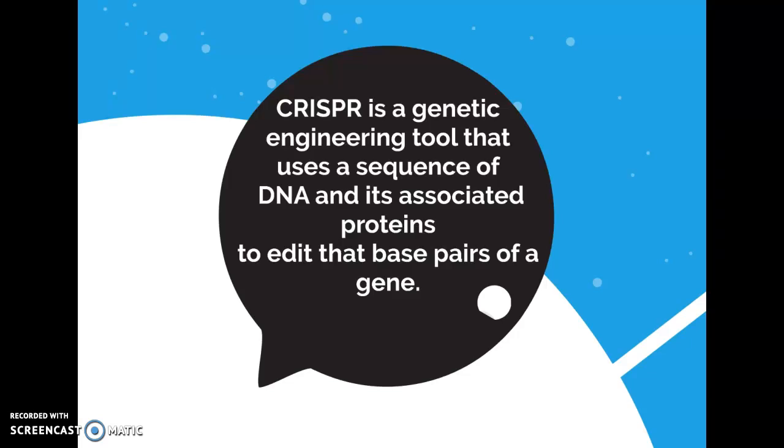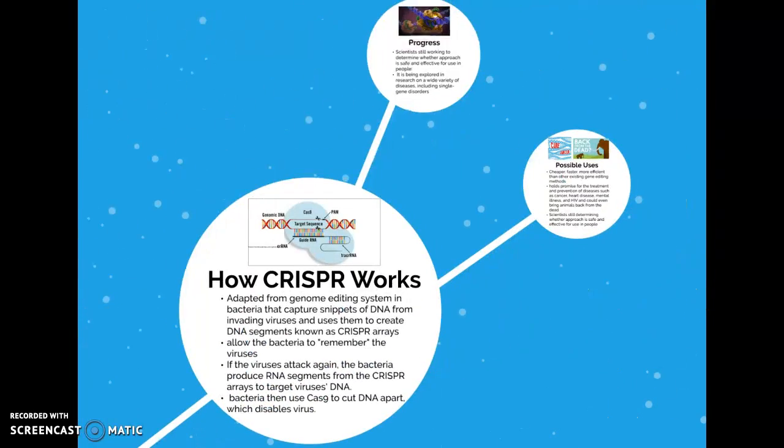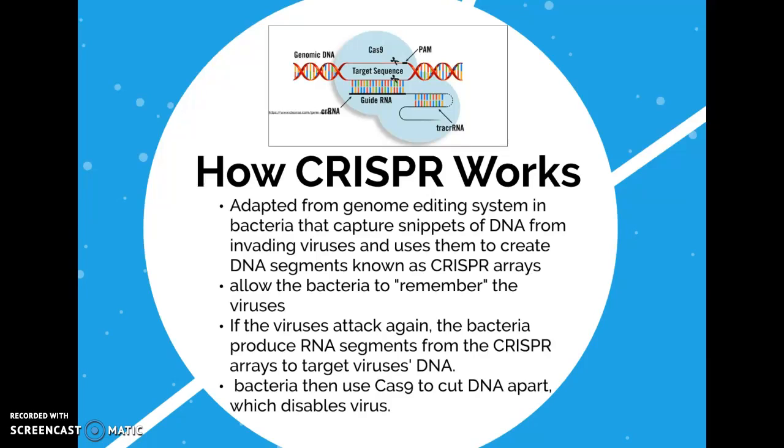CRISPR is a genetic engineering tool that uses a sequence of DNA and its associated proteins to edit the base pairs of a gene. CRISPR-Cas9 was adapted from a naturally occurring genome editing system in bacteria.